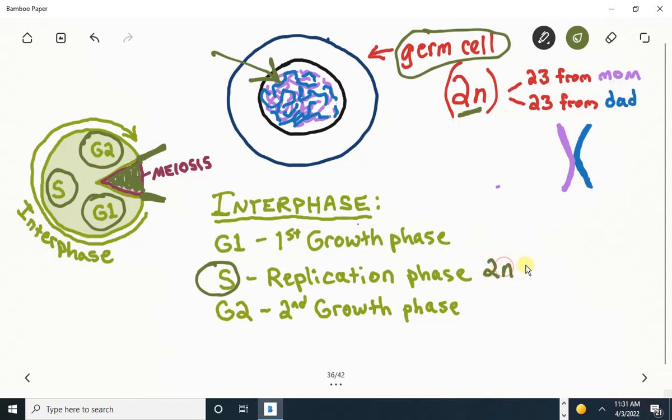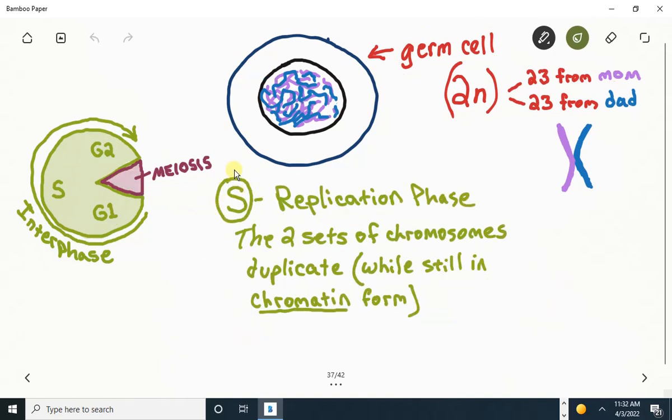Well, technically, the 2N with the two sets of chromosomes is going to become 4N for just a short time because it's going to have four sets of chromosomes because each of these two sets of chromosomes are going to duplicate themselves. So this 4N, you're going to have two identical sets from mom and two identical sets from dad, starting at the S phase in the interphase right before meiosis 1. So as I just said, this S phase is the replication phase, and so the two sets of chromosomes duplicate while still in their chromatin form.